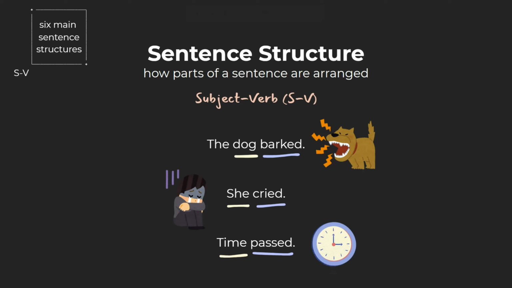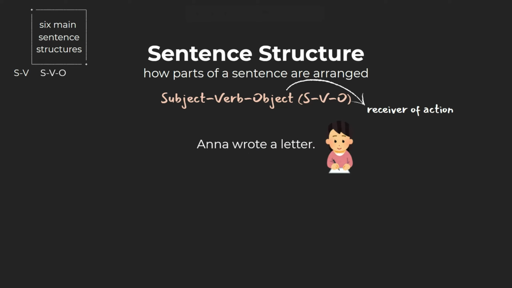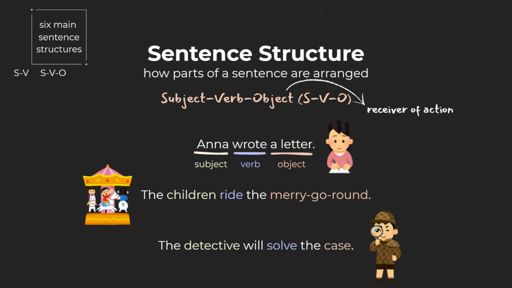Now we'll add on to the SV structure with the subject-verb-object structure, or SVO. Similar to the subject-verb structure, this sentence structure starts off with the subject and verb, but then adds an object. In other words, the receiver of the action. For example, "Anna wrote a letter." Here we have Anna as our subject, wrote as our verb, and a letter as the receiver of the action, or our object. Other examples would be "The children ride the merry-go-round," or "The detective will solve the case."